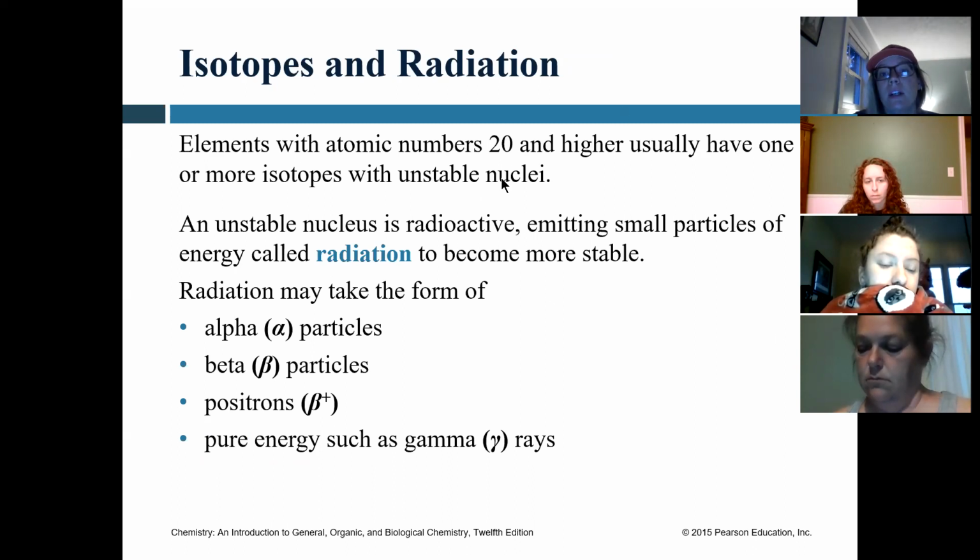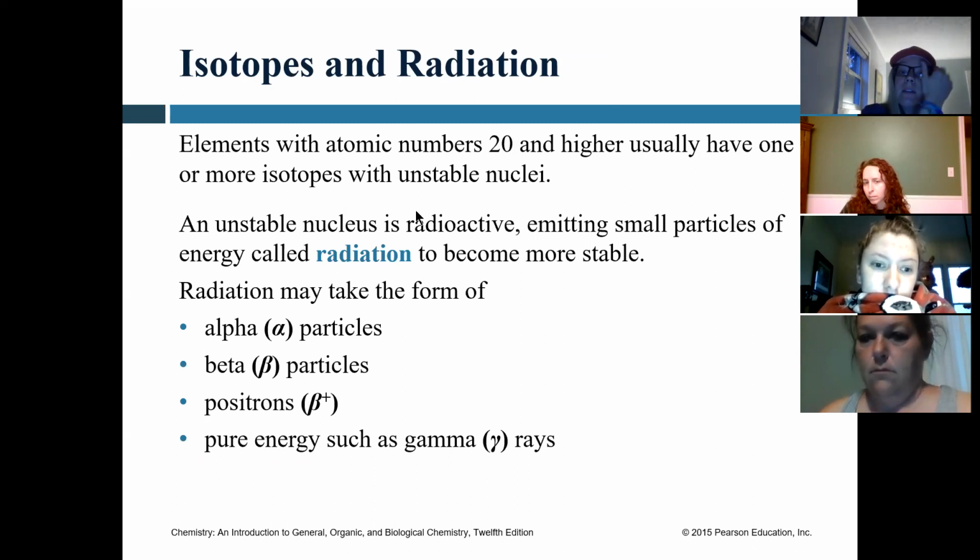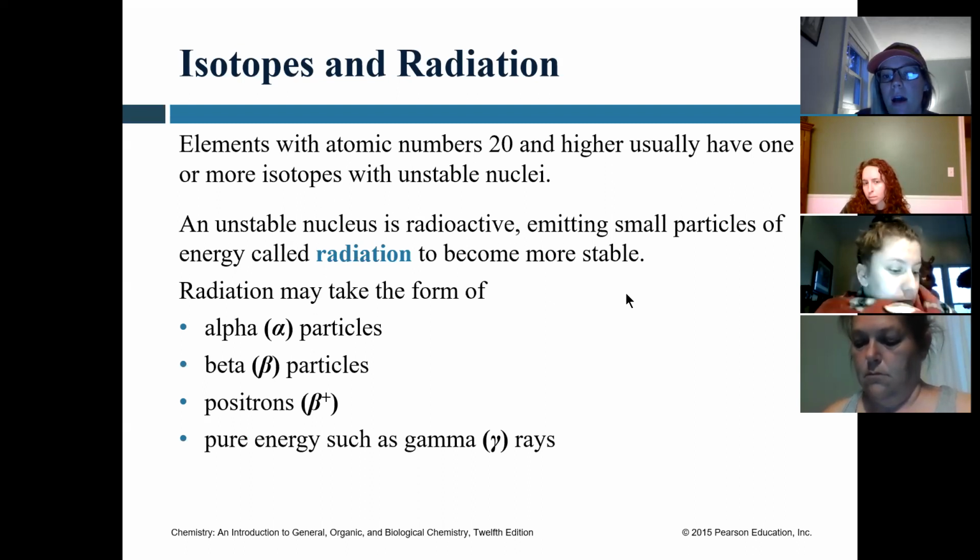Why is it 20 or greater? That's because the atoms start to get bigger and their nuclei start to get clunky, and they want to break apart into something that's more stable. So if an unstable nucleus is radioactive, it will emit or give off energy that we call radiation to become more stable.